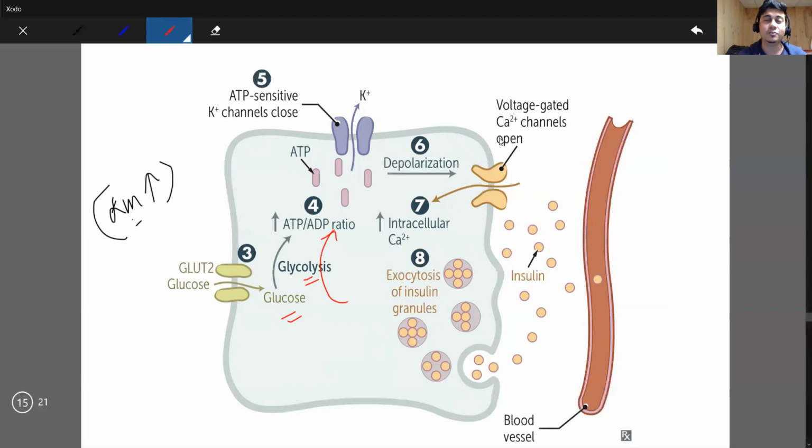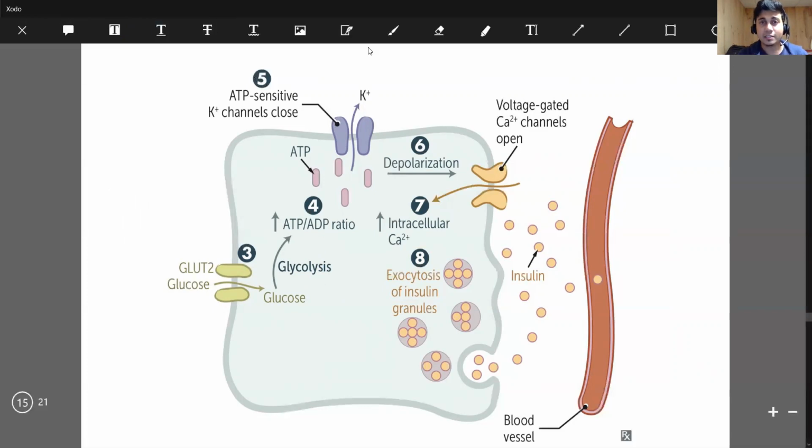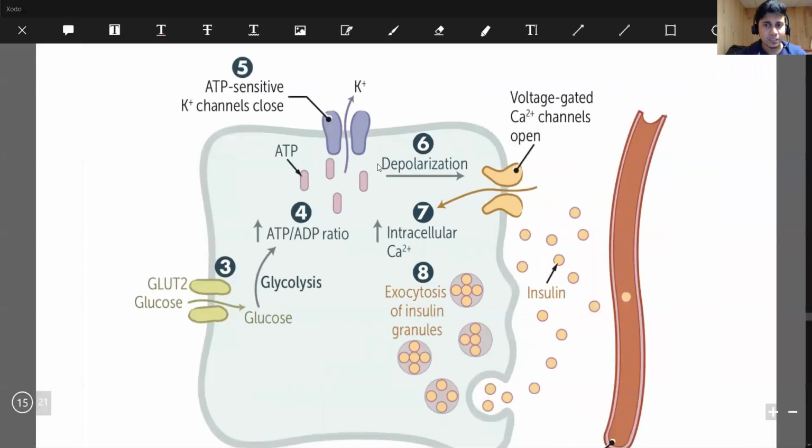Eventually that pyruvate goes into your mitochondria to generate energy, right? Now, the thing is that this glucokinase here has a higher Km. It means it has less affinity for glucose. Now, what does it mean? What does it make you think?